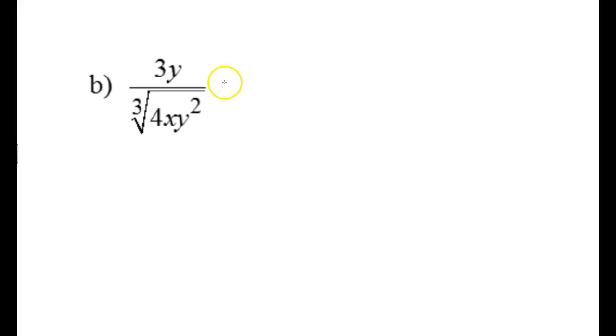Let's repeat this process again. I'm going to leave the 3y alone, but I need to create a yellow 1 again. So I've got 1, 4. I better create 2 more.